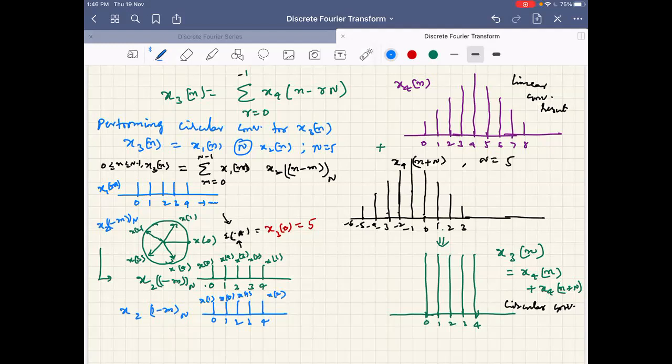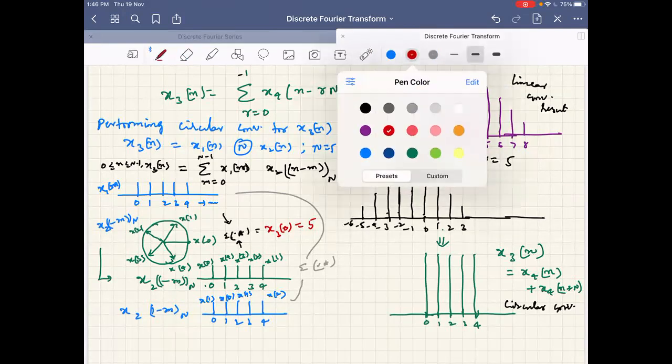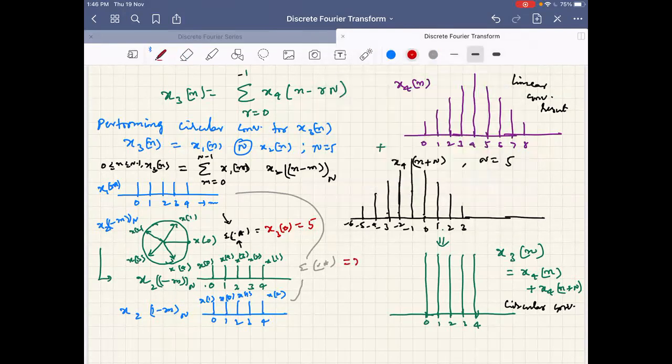Now, this gets multiplied with this, element multiplication and sum, to get x3 of 1, which is equal to how much? 5. Similarly, you can see and so on.